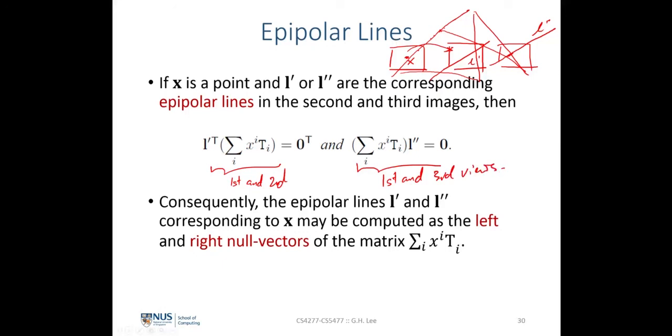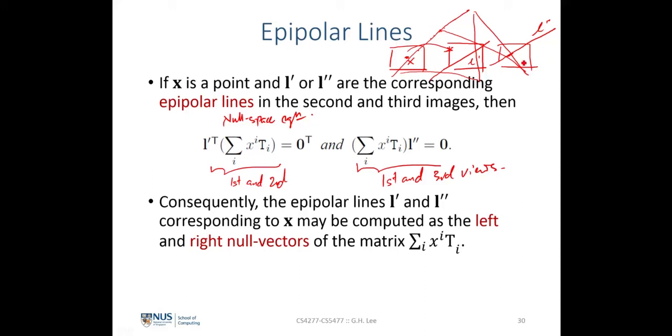Consequently, from these two equations, since these are null space equations, we can see that the epipolar line in the second view that is formed by a point in the first view, which we call X, is given by the left null vector of this equation, which simply consists of the image point in the first view and the trifocal tensor.